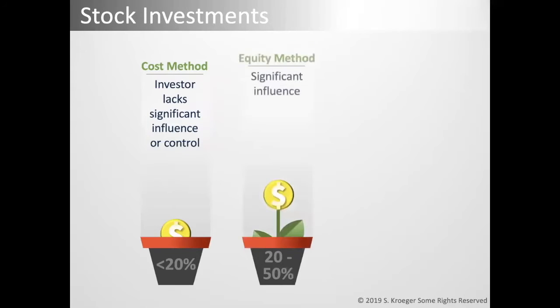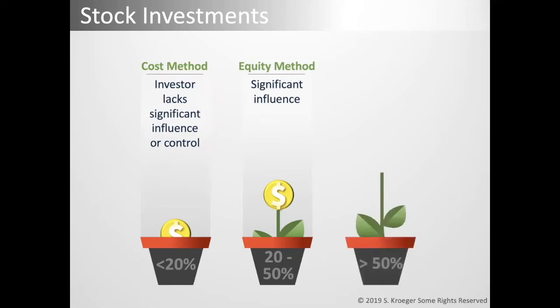This is when you own between 20 and 50% of the company's stock. Even though you do not have controlling interest, you own enough to have significant influence over the company. We will learn these journal entries on the next slide.